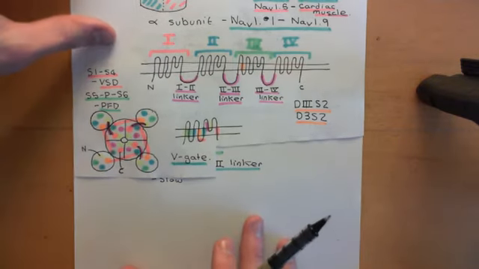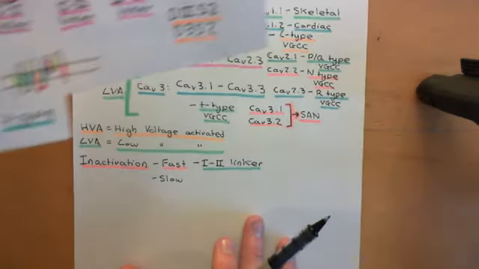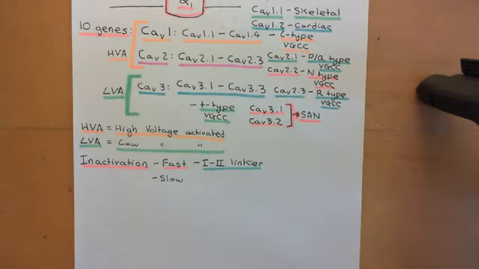Okay, so you still will be in a closed state where there's no conduction occurring. Okay, so that is the fast type inactivation.